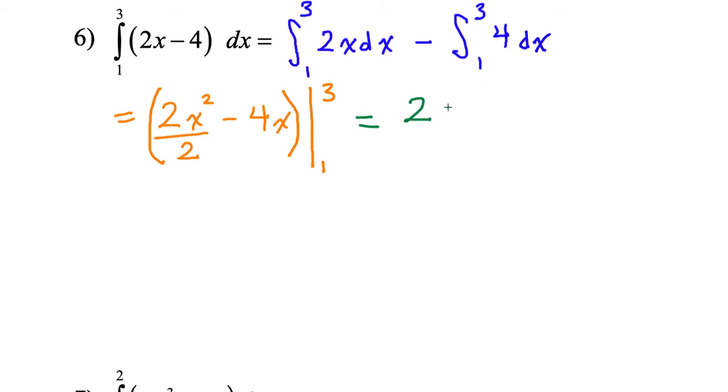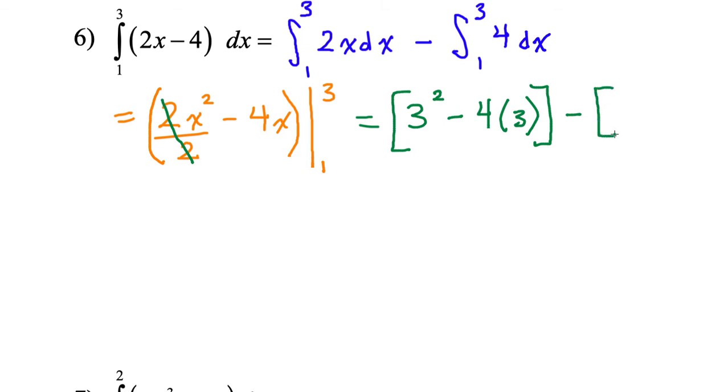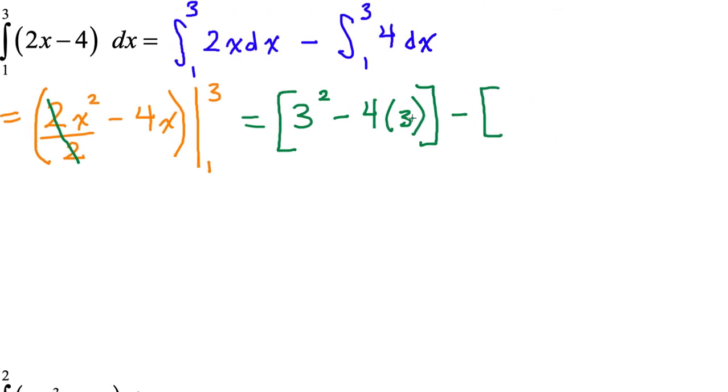This is going to be 2 times 3 squared all over, well, I guess I don't need that 2 up front, do I? These 2's really cancel out, so let me leave a bar right there to let me know. It's really just 3 squared minus 4 times 3. That's what happens when we plugged in the 3. So I'll put square brackets to let you know that's when we were plugging in 3. Then we subtract whatever happens when we plug in 1. When we plug in 1, I get 1 squared minus 4 in parentheses 1.